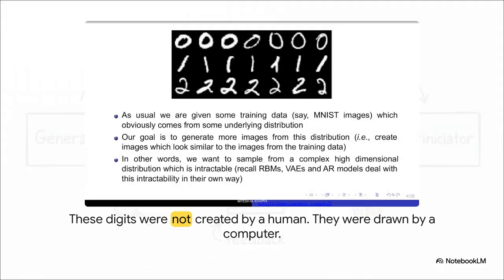Just take a look at these handwritten numbers. I mean, they look totally normal, right? Like something you'd scribble in a notebook. But here's the thing. No human ever wrote these. A computer, an AI, generated every single one. That's the power of a GAN, and today we're going to pull back the curtain and see exactly how this digital magic trick really works.